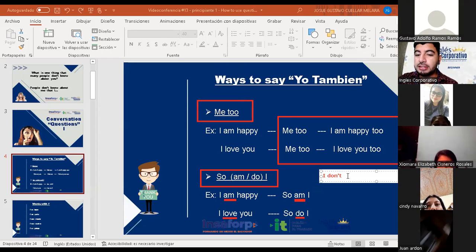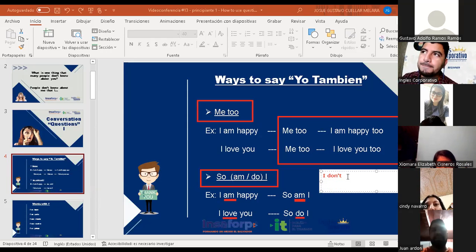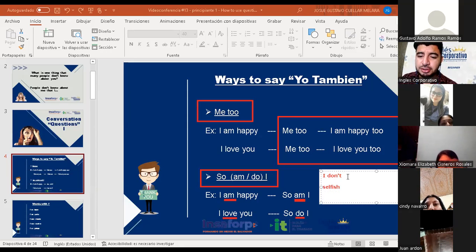Ok. Bien, si alguien les dice, por ejemplo, I love Bad Bunny music. I don't. I love reggaeton. A mí sí me gusta. Ok. Si ustedes le están diciendo algo que a alguien le gusta, pero ustedes no comparten, simplemente digan, I don't. Si alguien le dice, por ejemplo, I am selfish. Selfish no tiene que ver con pescado. Selfish es egoísta. I am a selfish person.